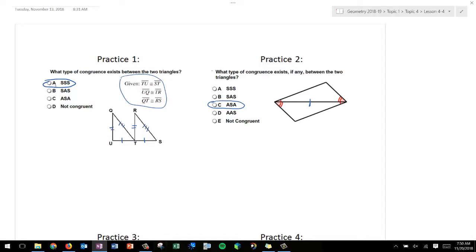In the second figure, they gave us two sets of congruent angles. They marked them with one tick mark and two tick marks. We have this shared side, and that's that reflexive property that keeps creeping up. Because that segment is congruent to itself, we have angle, side, angle here.